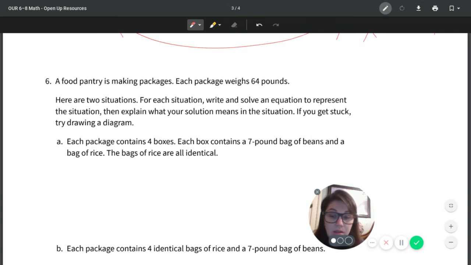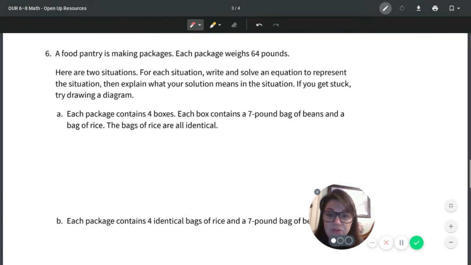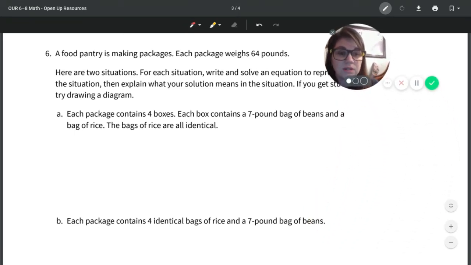All right. So it says a food pantry is making packages. Each package weighs 64 pounds. Here are two situations. For each situation, write and solve an equation to represent the situation. Then explain what your solution means in the situation. If you get stuck, try drawing a diagram. So we're going to try to draw a diagram, kind of like what we did with those problems up above, and see if we need to do that.